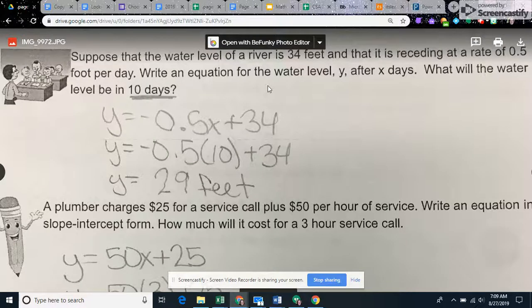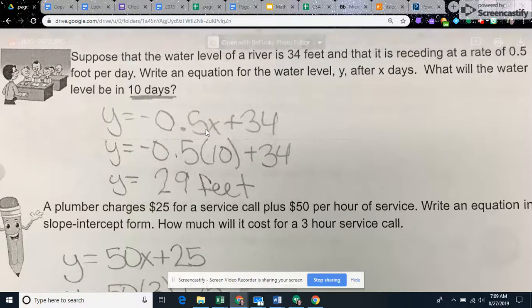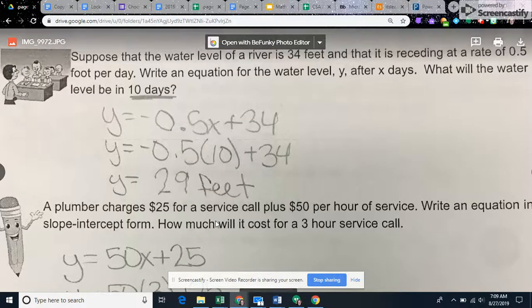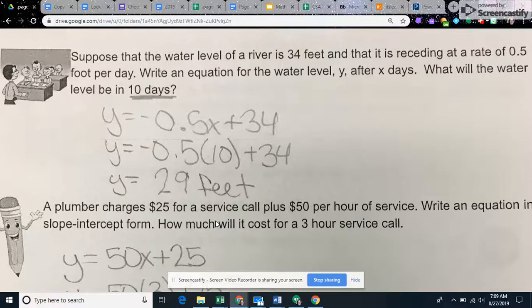Now, let's solve a couple of these. You're going to notice these are the same equations that we just talked about. So y equals negative 0.5x plus 34. The water was receding a half a foot a day, so that's why we made it negative. It says, what would the water level be in 10 days? Well, in 10 days, that's going to be your x. So you're going to take negative 0.5 times 10. That's going to give you negative 5 plus 34. And when you take negative 5 plus 34, the water level would be at 29 feet.